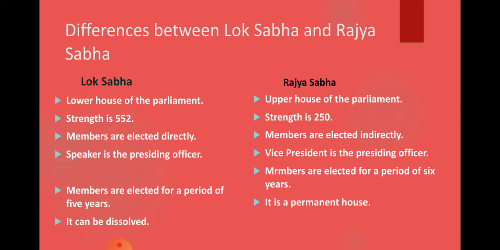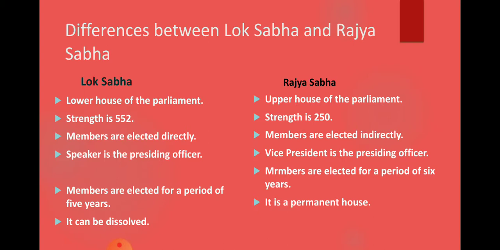Third one, regarding the manner of electing the members. The members of Lok Sabha are elected directly by the people, whereas the members of Rajya Sabha are elected indirectly by the MLAs of the states and union territories. For the difference regarding the presiding officers, Speaker is the presiding officer of Lok Sabha and Vice President is the presiding officer of Rajya Sabha.